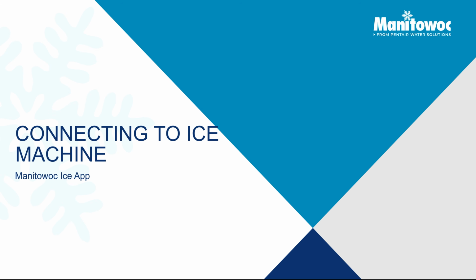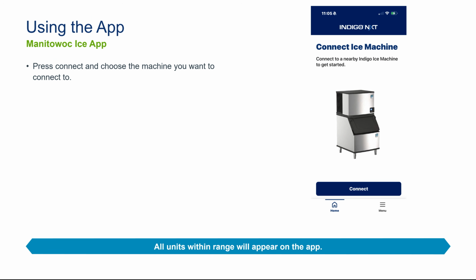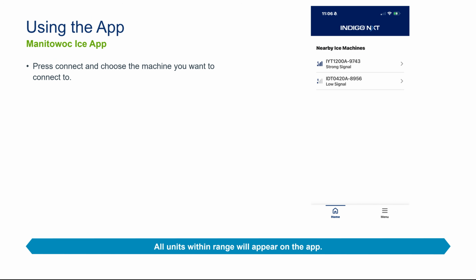All right, but we're signed in. Let's talk about connecting to that ice machine. So you've opened up your app, you signed in, correct username, correct password. Go ahead and first push connect. Every machine at that location within the 50-foot range of the Bluetooth signal will come up saying, you can access these machines. Maybe they have a 1200 sitting in the back and they've got a 420 sitting in the front of house. So we're troubleshooting the IYT 1200A.